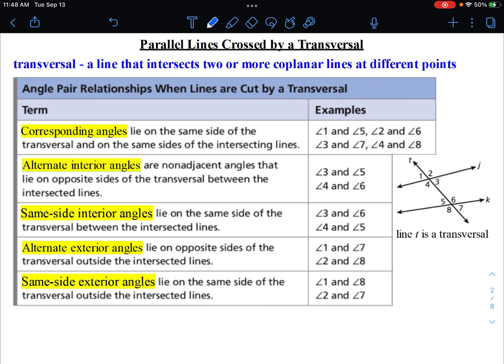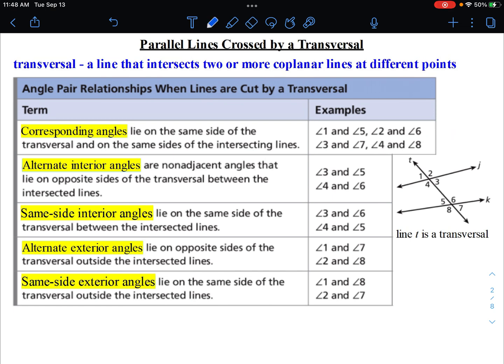You've got corresponding angles, which are kind of angles in the same position. So like angle 1 and angle 5 would be an example of corresponding angles. Angle 1 is kind of the upper left angle there, above line J, left of the transversal. Same with angle 5, above line K, left of the transversal. So we would call those corresponding angles. And in that picture, there are four sets of corresponding angles, which I've got listed over there as my examples.